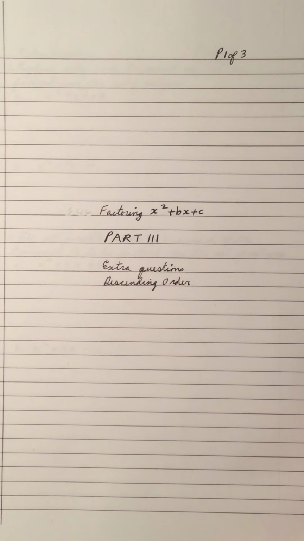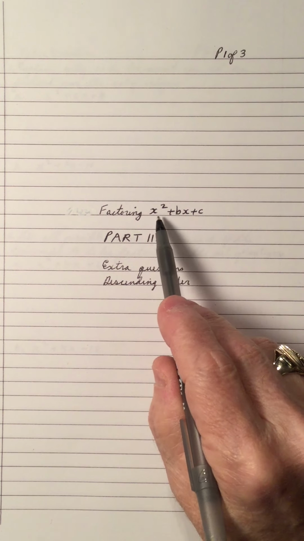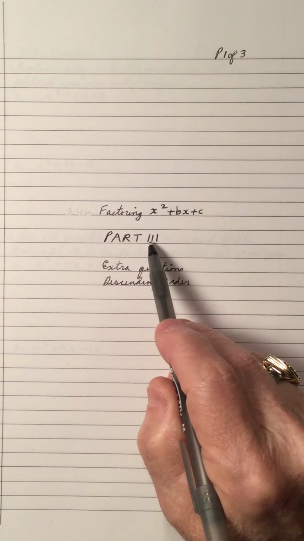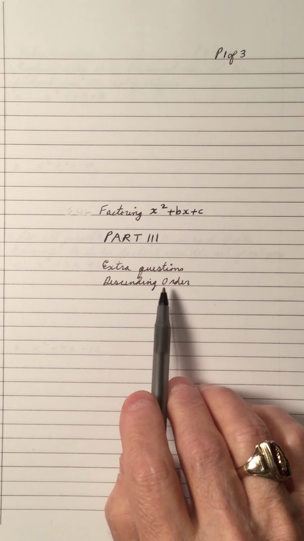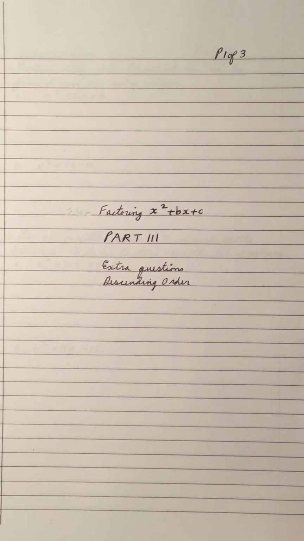Hi, welcome to my video on factoring the trinomial x squared plus bx plus c. This is part 3. In this section I have some extra questions and I'll be talking about the descending order of the polynomial.